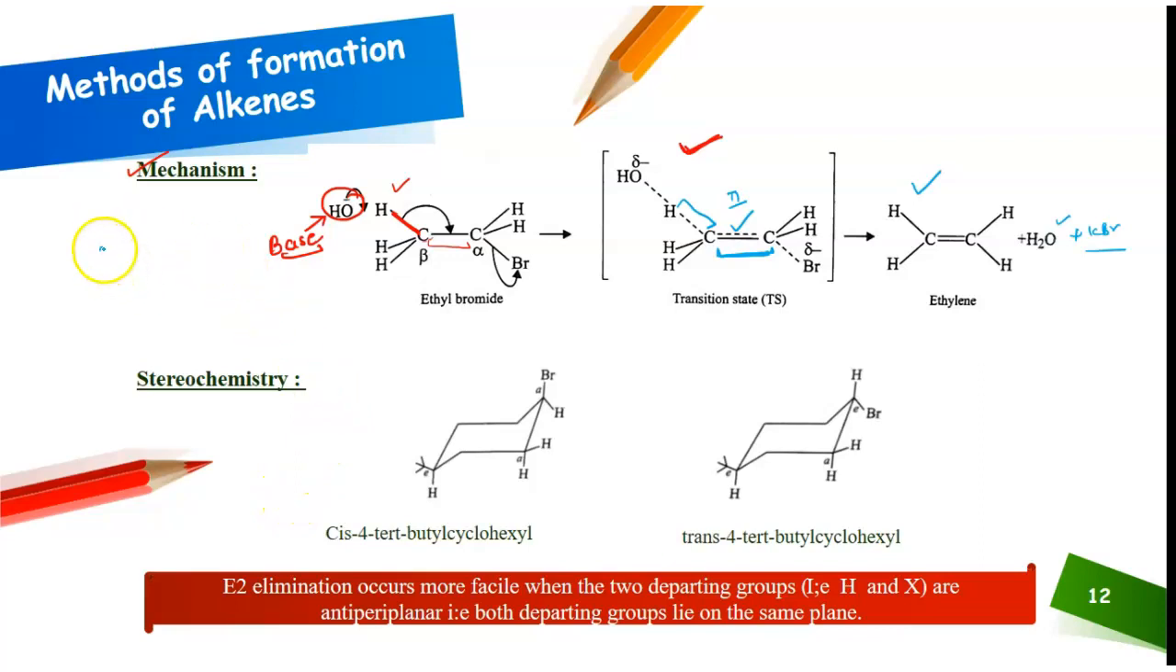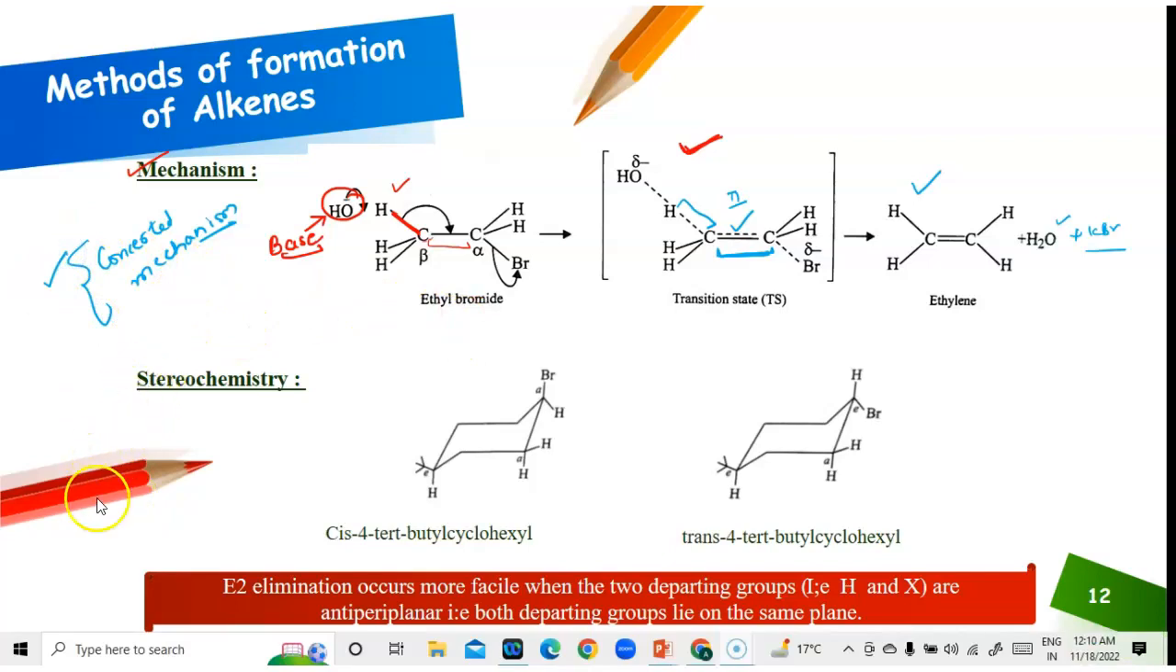So over here you can clearly see that this is how you call it a concerted mechanism, and why it is a one-step reaction. This is how you can say that. Okay, because breaking and making occur at the same time, the breaking of the bond and the formation of a new pi bond occur at the same time, which is why we call it concerted. Now that's all about the mechanism.